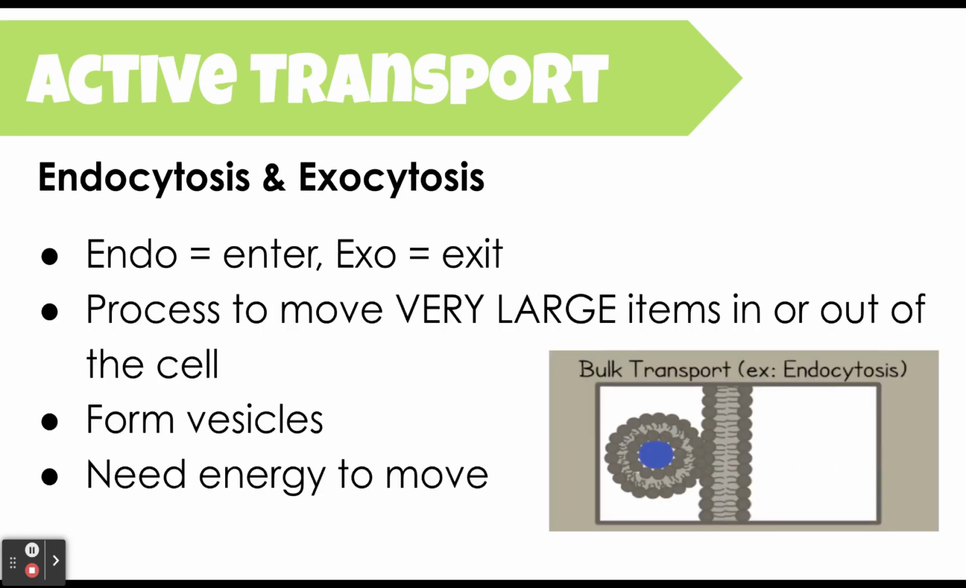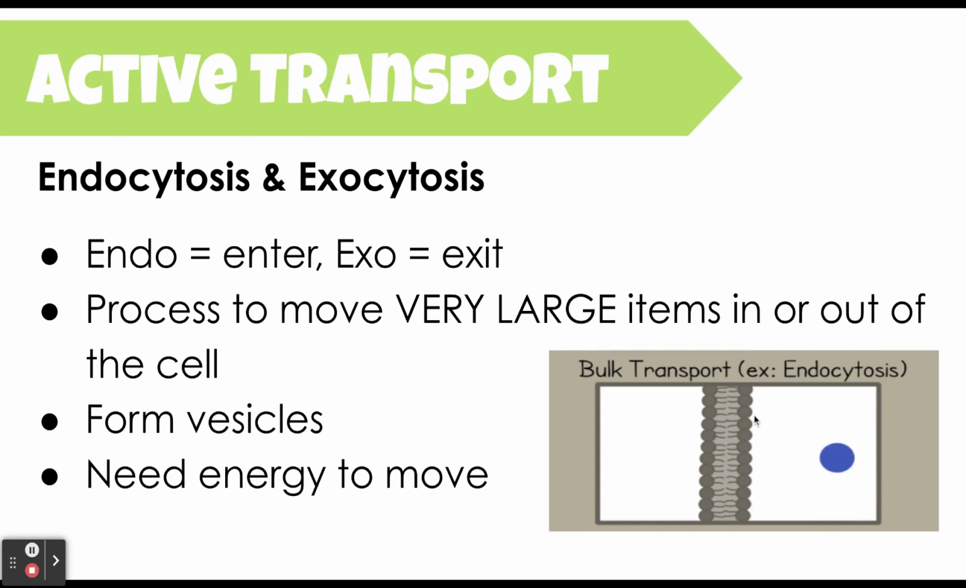The last two types of active transport are endo and exocytosis. These are grouped together because they are, in essence, the same process. However, the endo and exo at the beginning of these terms just refers to the direction of the movement. The root of endocytosis, endo, refers to entering the cell, whereas exo refers to exiting. So both of these processes involve basically forming little vesicles of cell membrane around a very, very large item that is either trying to get into or out of the cell.